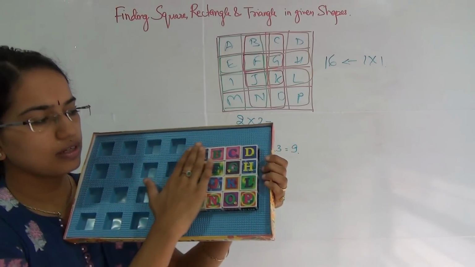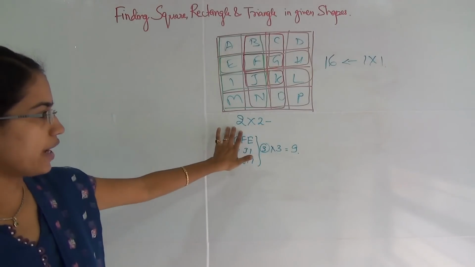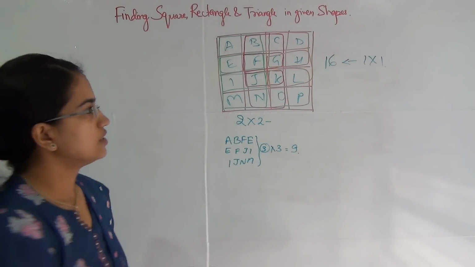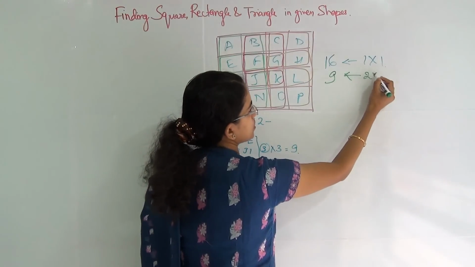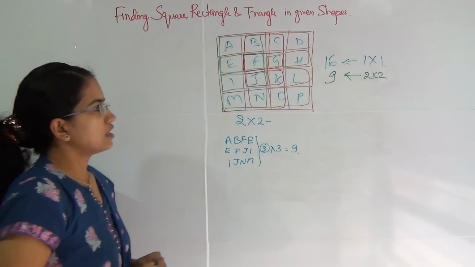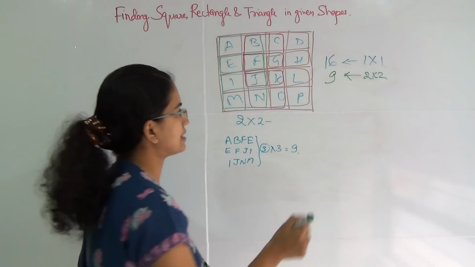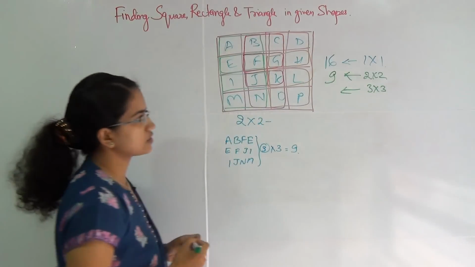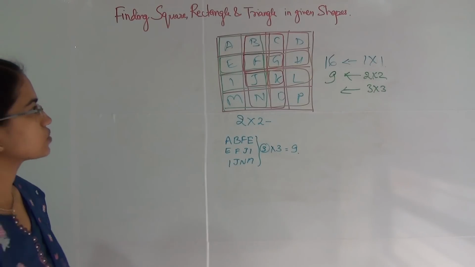So I have 2 by 2 squares that can be formed, a total of 9. Okay, so I write here 9 2 by 2 squares. Now we'll move on to a further big step, that is 3 by 3. So how many 3 by 3 squares are possible here? Now let me count the 3 by 3 squares.